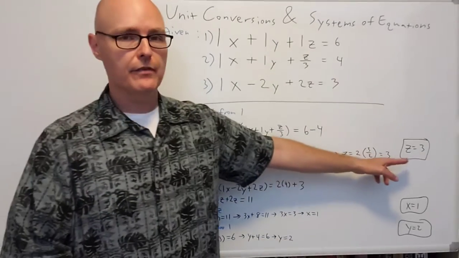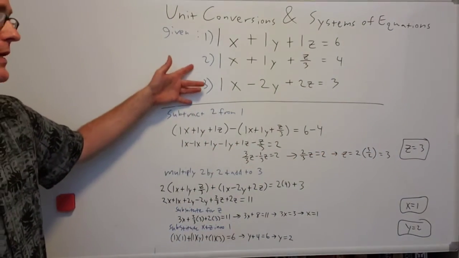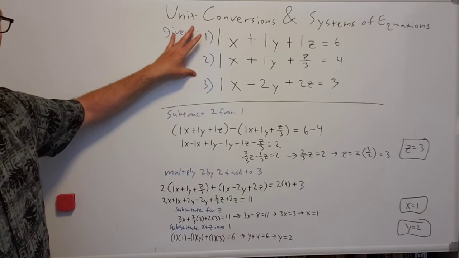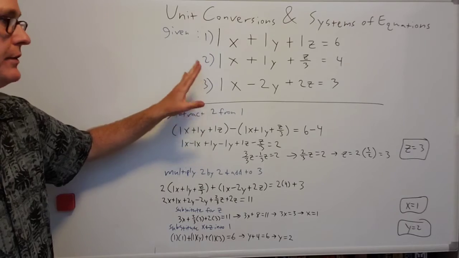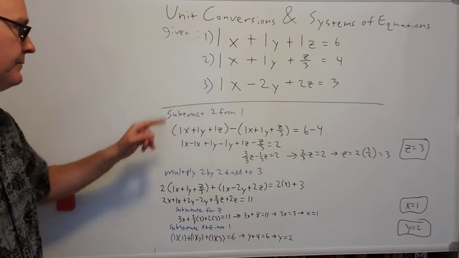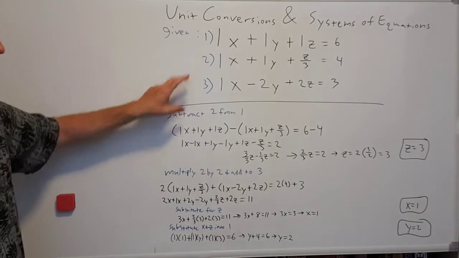So now that I have z is equal to 3, I can use another set of equations. You can't use the same equations twice. You have to use the other set, or else this will collapse on itself. So you need to use another equation. So we'll use this set of equations.